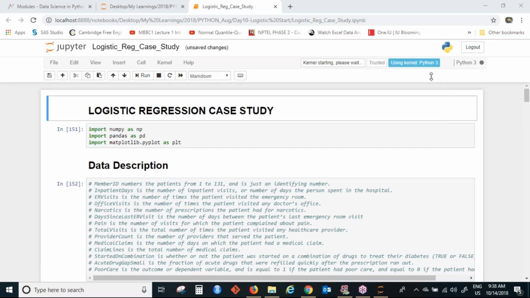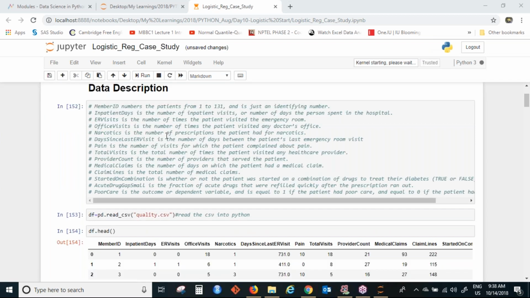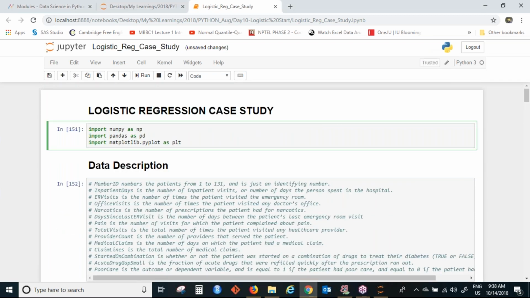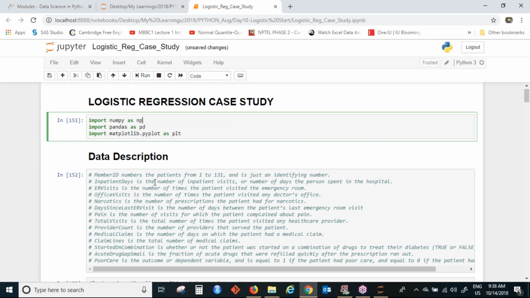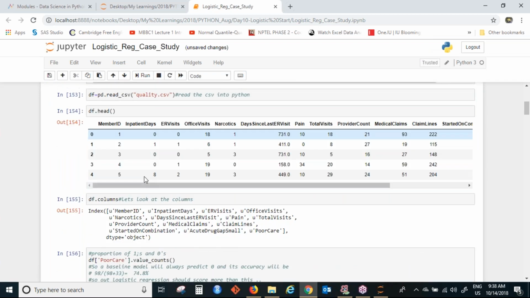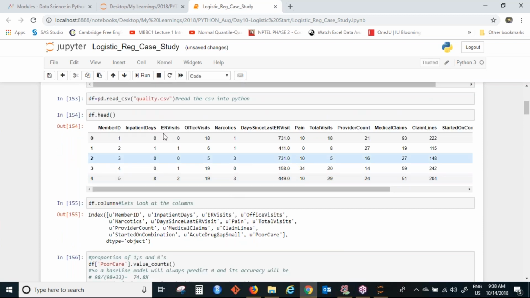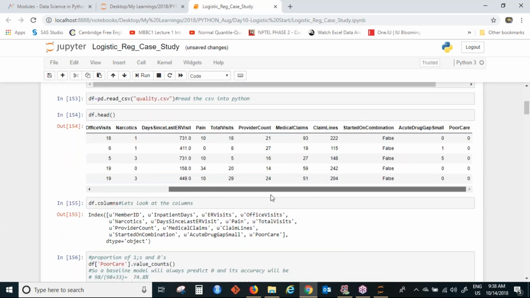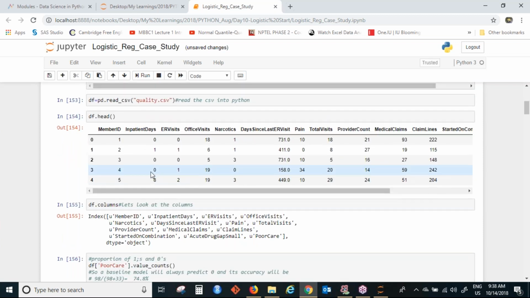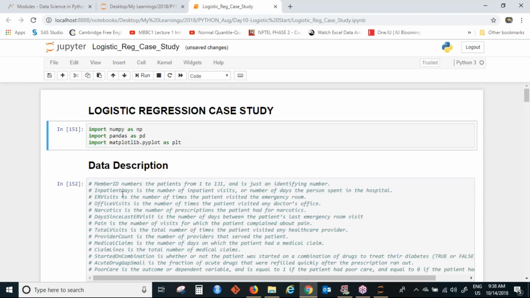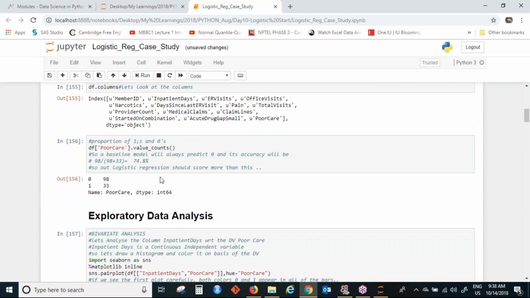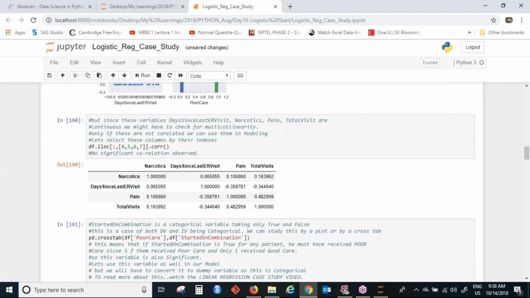So this is a case study. I'll not go into the details of the case study. I will share this with you later, during this week. But what I want to focus on here is how we run logistic regression. It is very simple. So let's say this is the data. The variables are described here, all the variables. And after doing some EDA, this is where the model building starts.